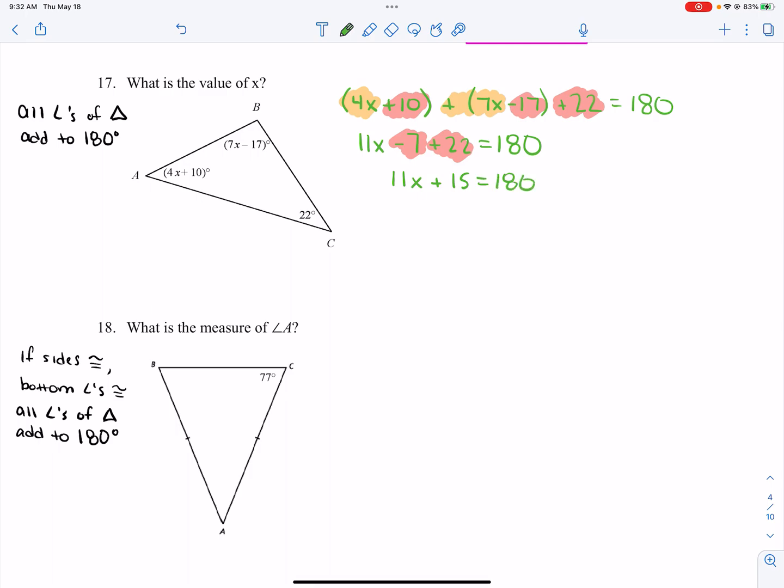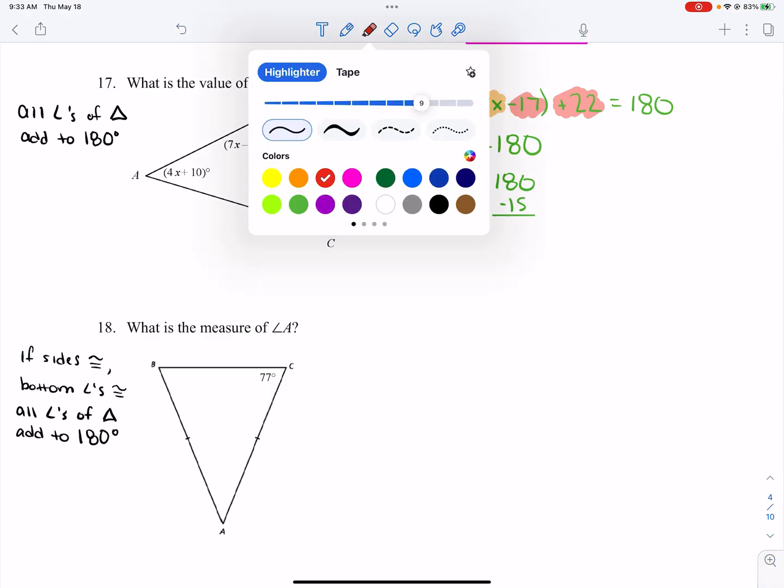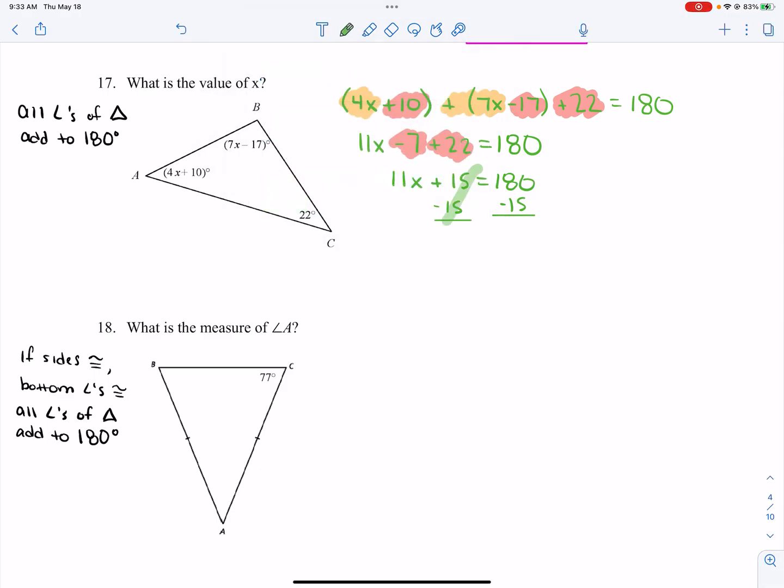And now I'm going to do opposite operation. So I'm going to subtract 15 from both sides. So 11x equals 165, and my last step is divide by 11. So my x is equal to 15.